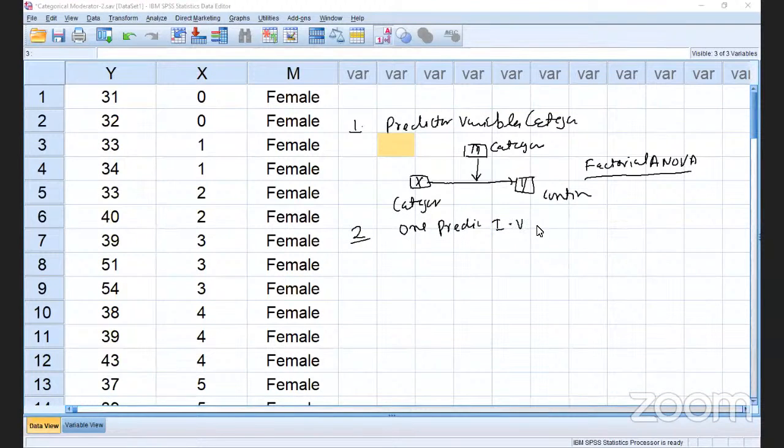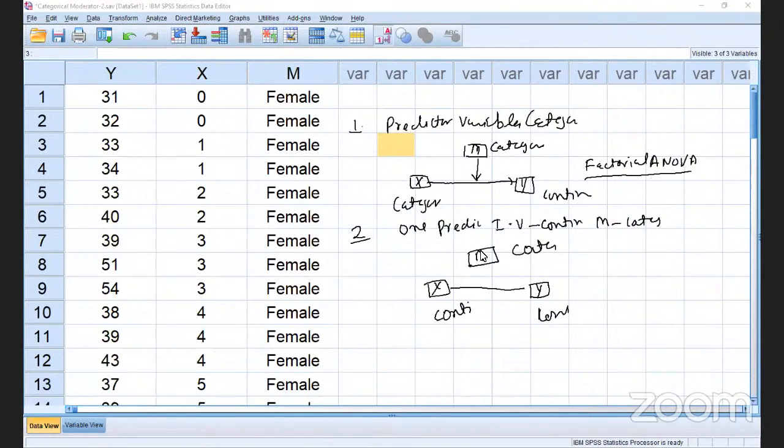IV continuous and moderator categorical. Okay, the second condition: this X is continuous, this is categorical, and Y continuous. So this is this case. So here we use multiple regression analysis to find the interaction effect.